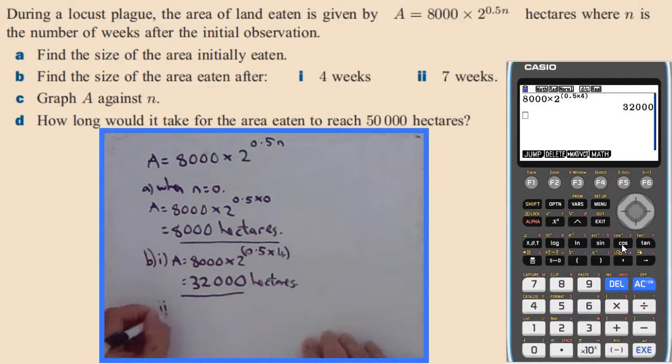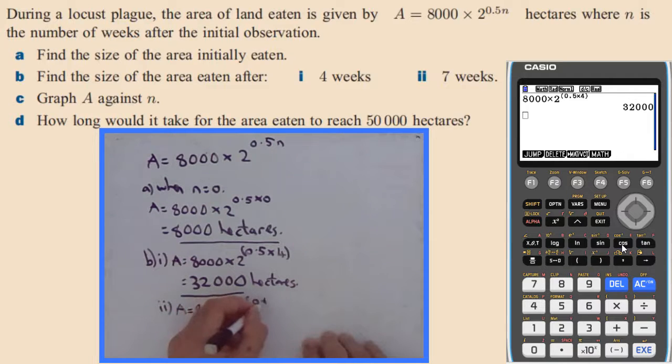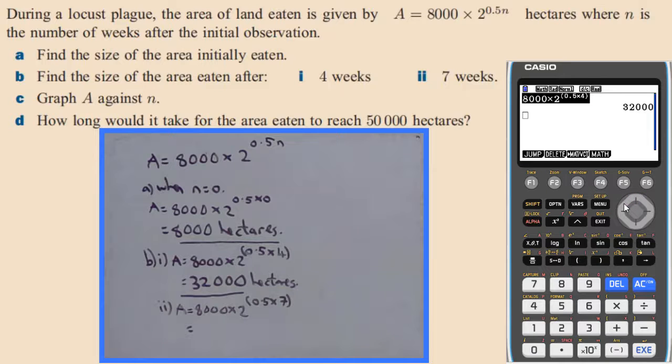Part 2, the A is going to be 8,000 times 2 to the power 0.5 times, this is 7 weeks, so that must be a 7. So on your calculator, I can go up and, yeah, I can use the arrow keys. I can get in there and I can just delete the 4 and turn it into a 7. Another option could have been table mode, or even to plot the graph and use the trace. And that gives me 90,509.